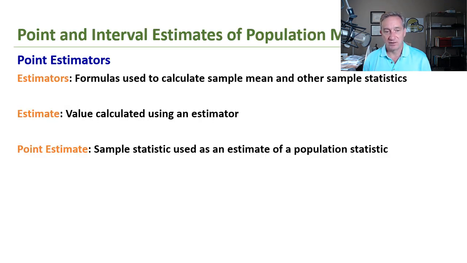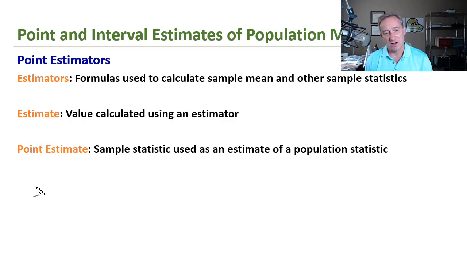Point estimators. Estimators are formulas used to calculate the sample mean and other sample statistics. Estimates are values calculated using an estimator, and point estimates are the sample statistic used as an estimate of the population statistic. So that's some terminology here, but the way that I was taught this and the way that I remember is that the estimator is like the recipe.